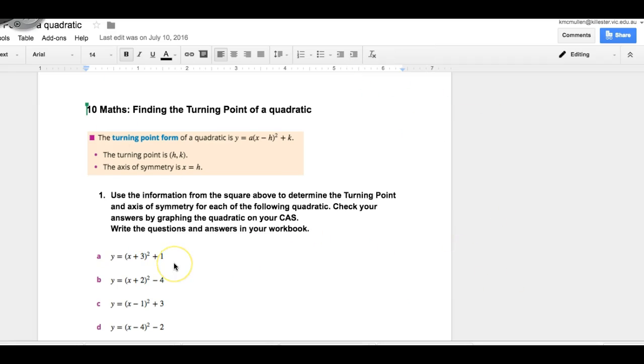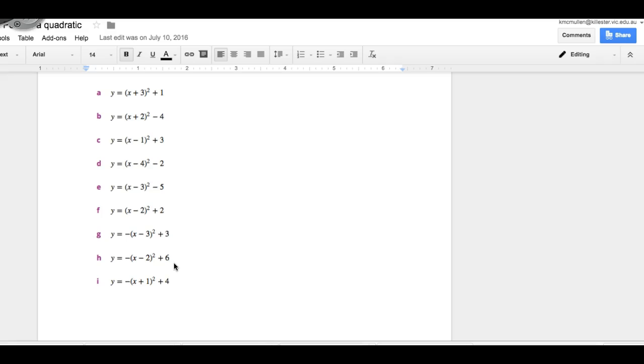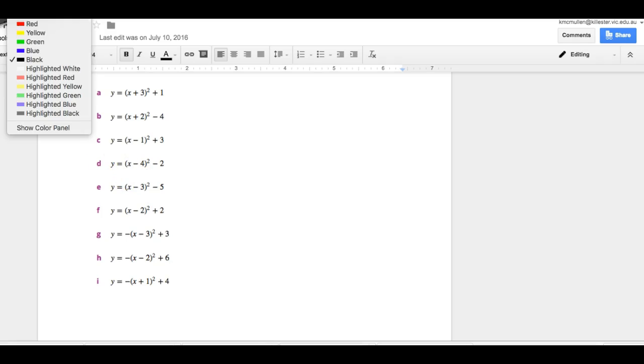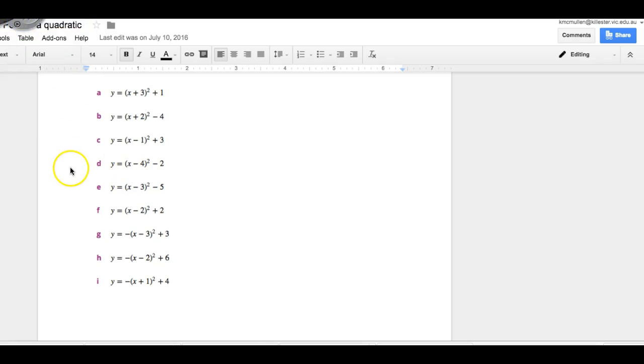Let's see if we can find a negative 1. So G is a negative 1. Have a look at G. Why do you think I knew straight away that it was a negative? If you can see, let me just get my pen. You can see here we have a negative sign. That indicates to me that we have a negative parabola, which goes like that. It's upside down. So a positive parabola is a U, and a negative parabola is an upside down U.